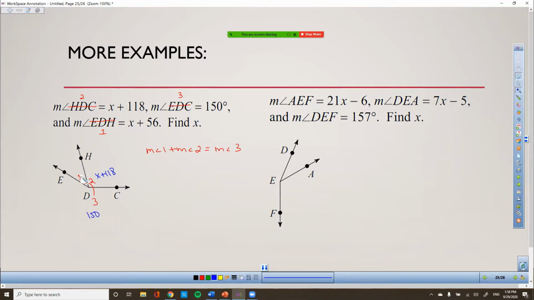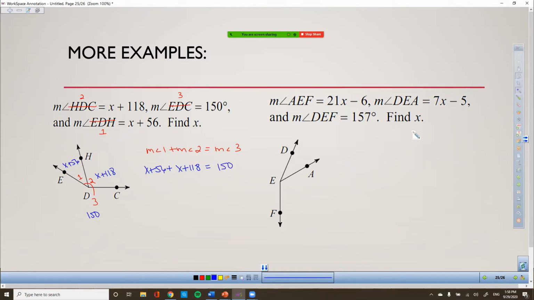And measurement of angle 1 is x plus 56. And again, they want you to solve for x. So since I have my angle addition postulate, all I'm left to do is label in the information. Measurement of angle 1, we found, is x plus 56. Plus measurement of angle 2, x plus 18. Equals measurement of angle 3, which is 150. And there you go. I've got my equation.